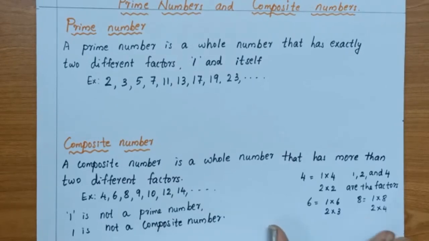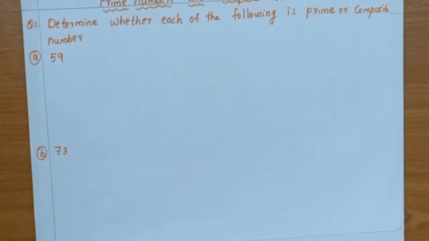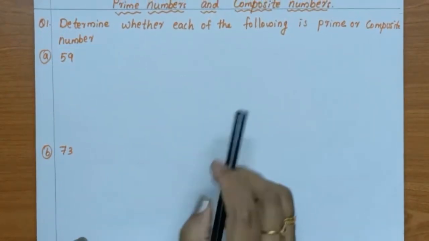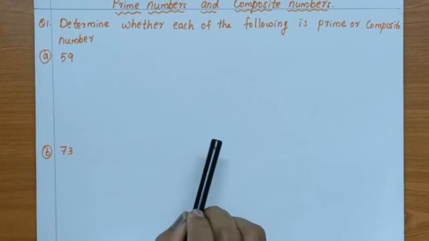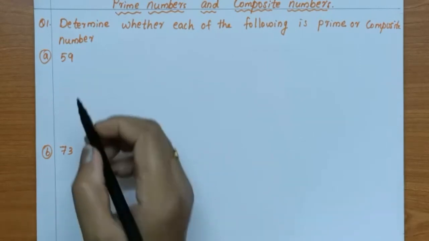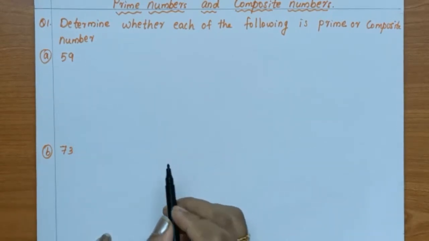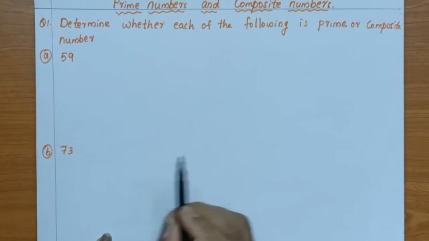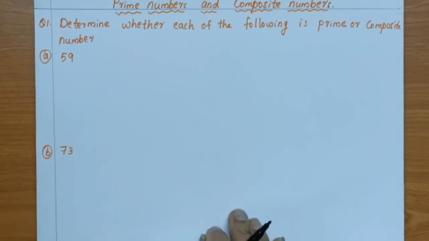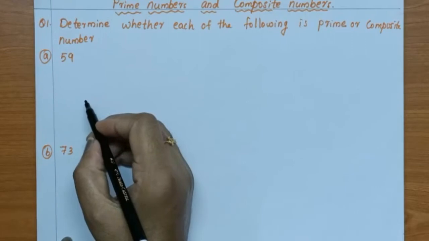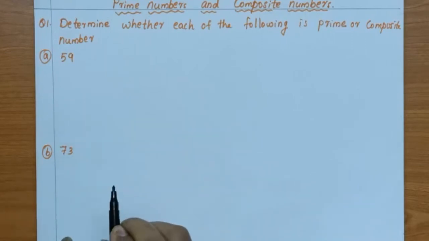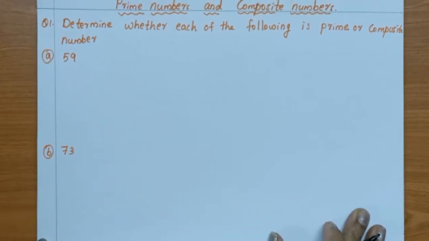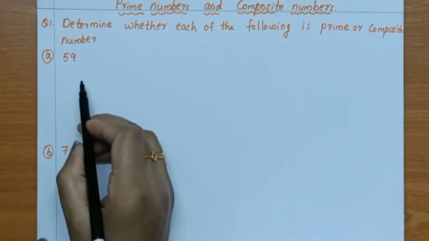Then, how can we find out a prime number? Determine whether each of the following is a prime or composite number. For example, the first question is 59. We have to check whether 59 is a prime number or composite number. When the numbers are bigger, there is a method for finding it. For that, we have to take the smallest square number than 59.